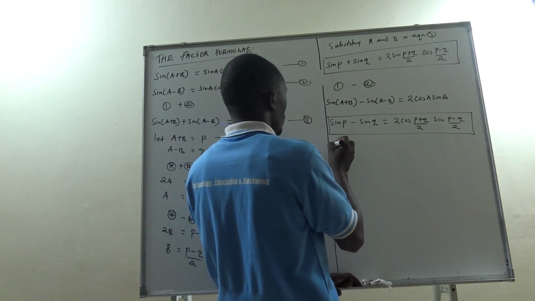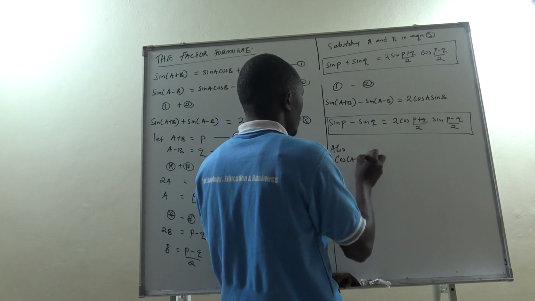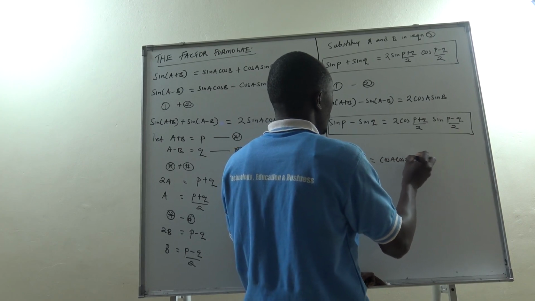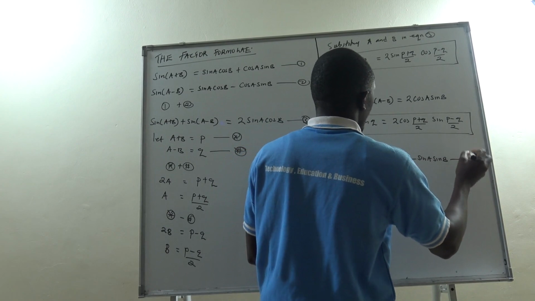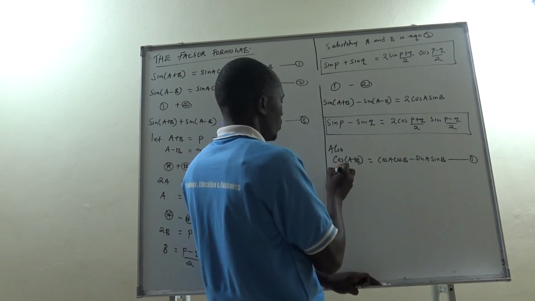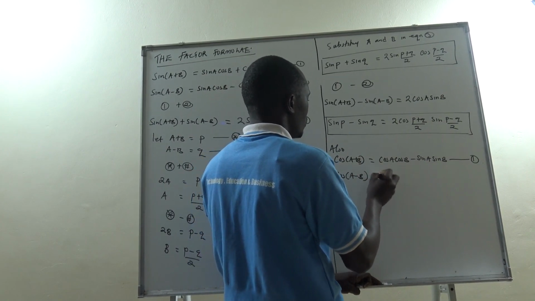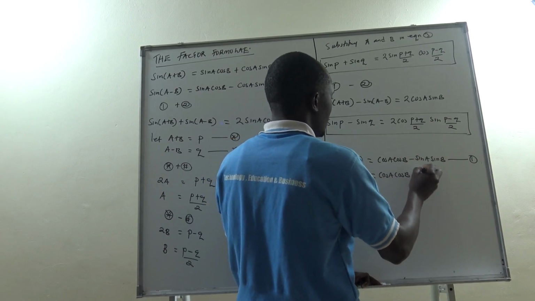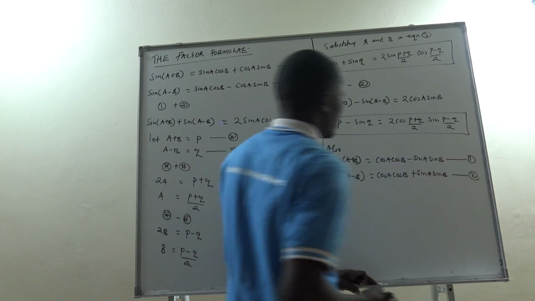So also, cos(a + b) was equal to cos a cos b minus sin a sin b. I say this is the first equation. Also I've got cos(a - b) equal to cos a cos b plus sin a sin b. This is the second equation.